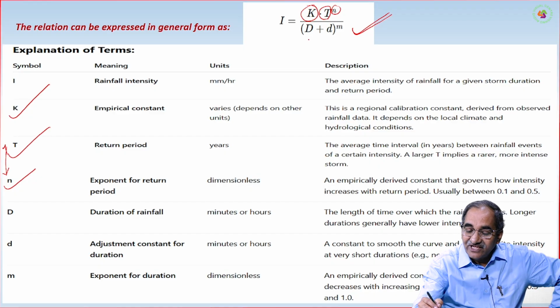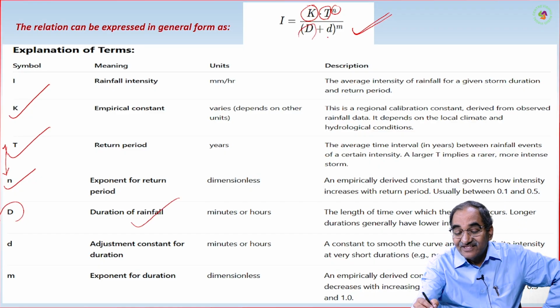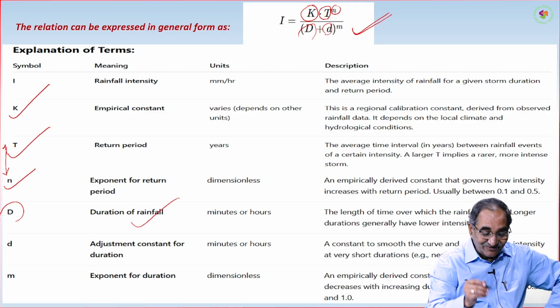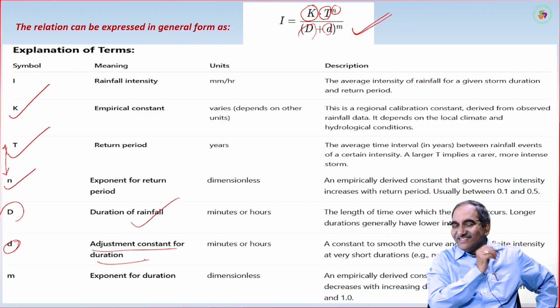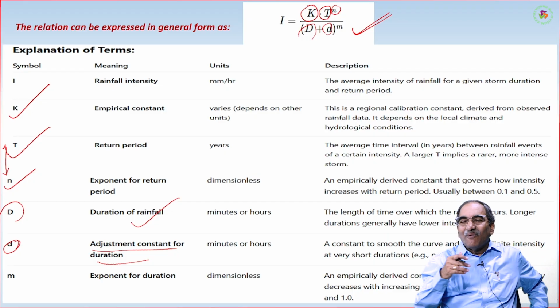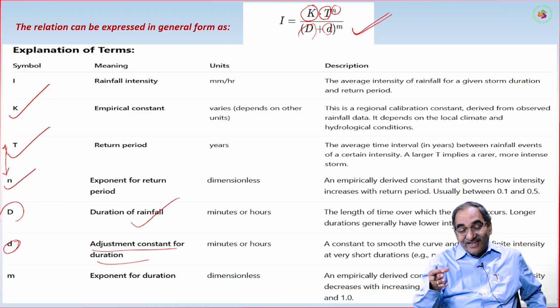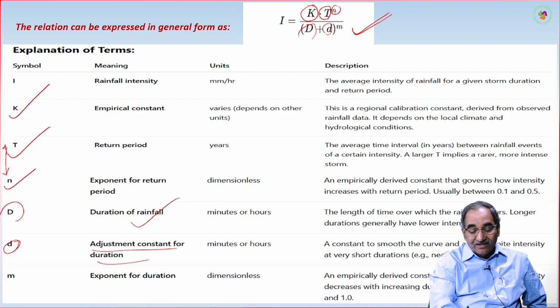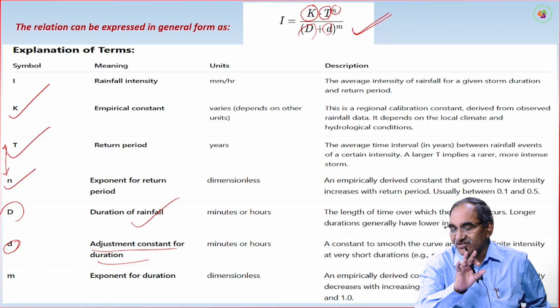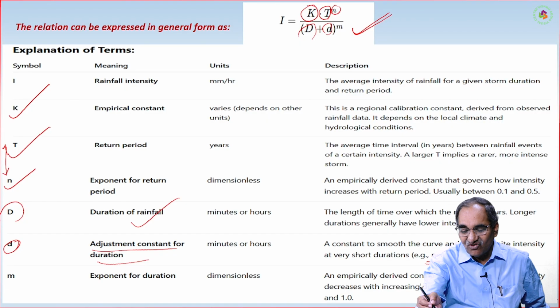Then what is D? That is our main intention, the duration of rainfall. Then what is this other constant? This is some adjustment which we are making, the adjustment constant for the duration. Why this adjustment constant is required is, for example, if D becomes 0, then I becomes infinity. So to avoid such things, this is an adjustment constant which will be near 0. It is not 0, it will be near 0 actually. Otherwise it is not required at all.